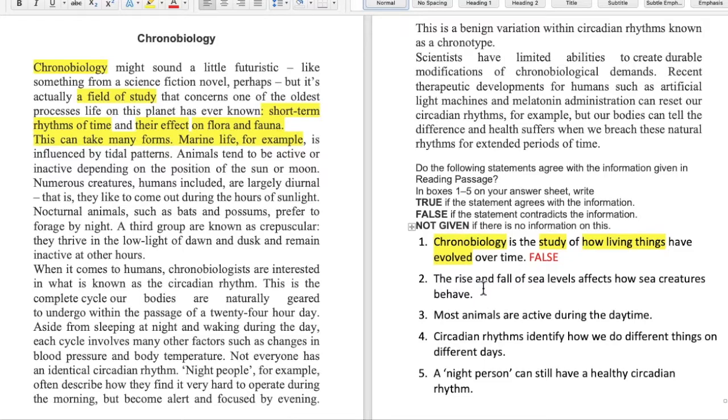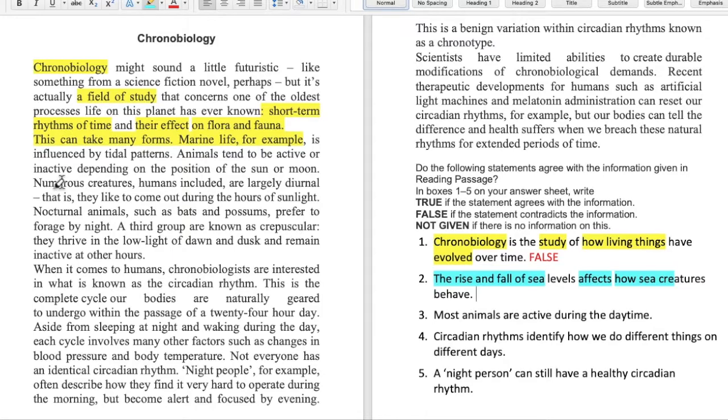Next one. The rise and fall of sea levels affects how sea creatures behave. Now for this, I'm going to take this color. What is rise and fall of sea levels? The up and down of the sea levels. Affect means that it is getting affected by something, influenced by something, or impacted by something. So this becomes my keyword. Sea creatures. What are sea creatures? The creatures that live under the sea, and how they behave or how they react.